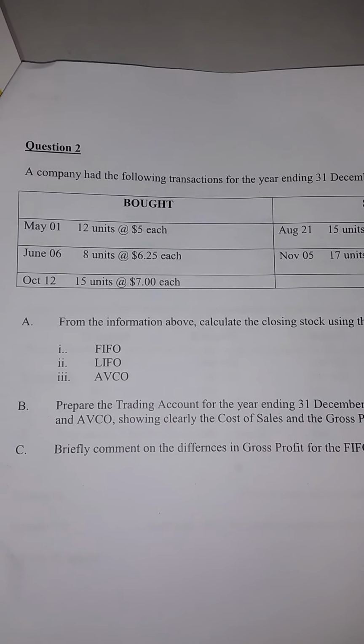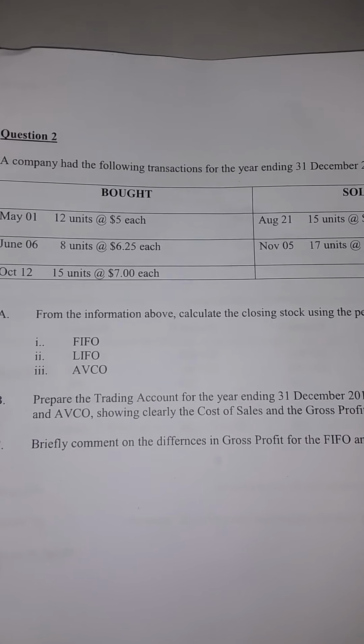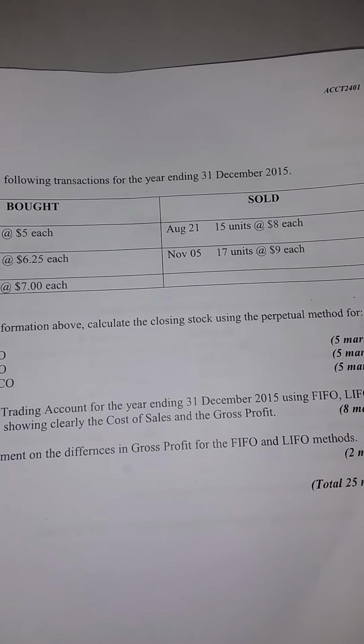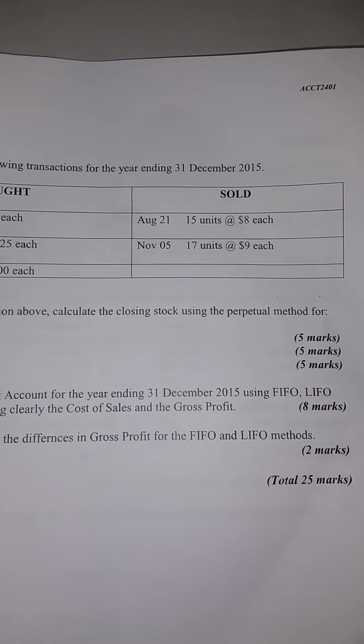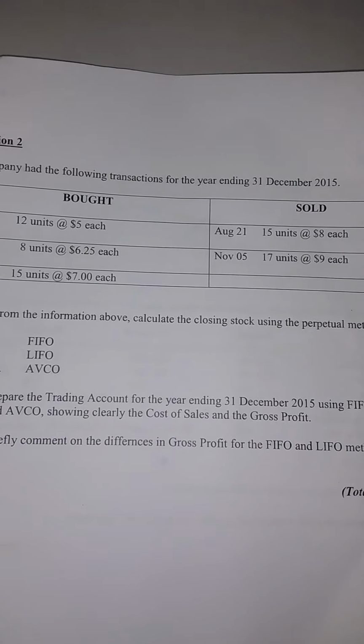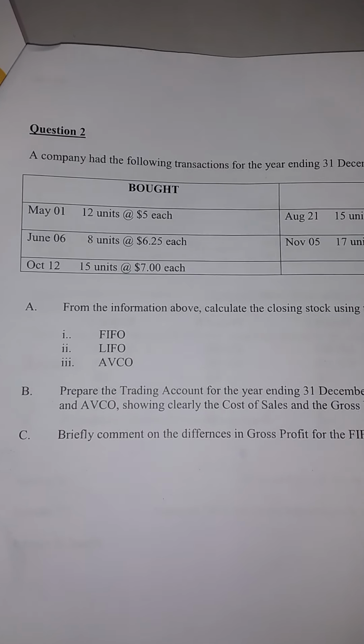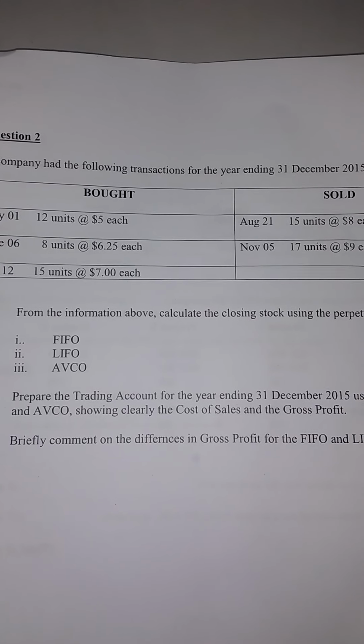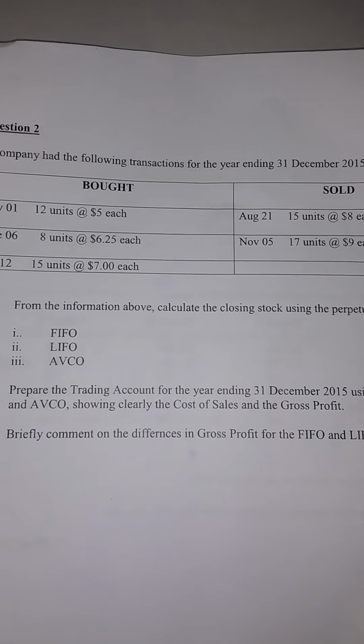We're looking at a video on stock valuation, so we'll be using this video to work out stock valuation. What you're seeing in front of you right now is a question, so if you want to write off the question, feel free. A company had the following transactions for the year ended December the 31st, 2015.